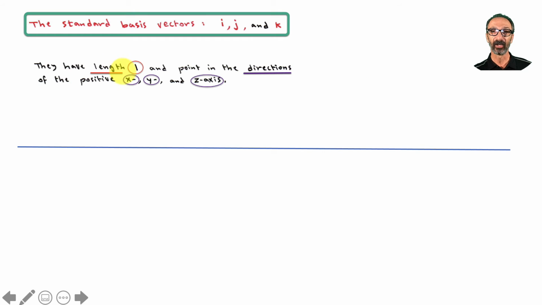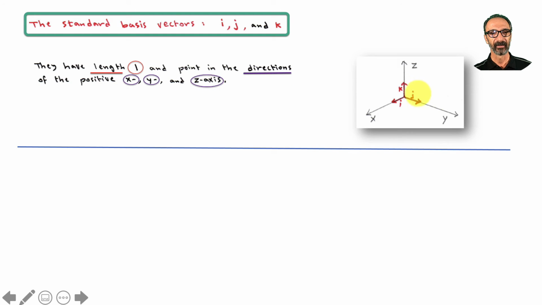They have length of 1 unit and point in the directions of the x, the y, and the z axis. This is I, this is J, and this is K. Looks like an X. It's a small font. So you know which one is which, right? I for X and J for Y and K for Z. So I is 1 unit in the X direction, nothing in the Y direction, nothing in the Z direction. You're moving on X, you're not moving Y or Z, just one direction. J will be just 1 for Y and nothing for X or Z. Pretty much the same thing here, same concept.